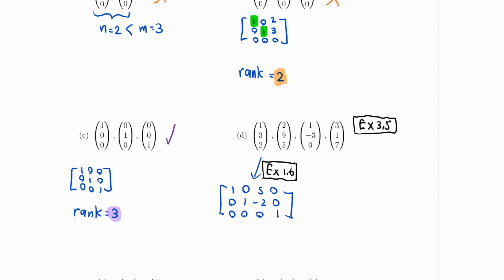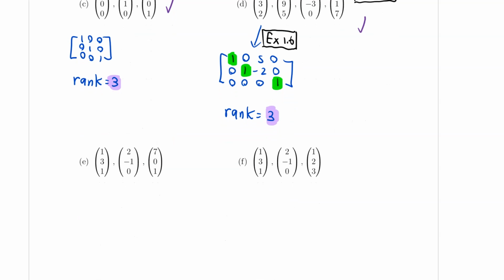I have 3 rows with leading 1 here, so the rank is going to be 3. Because the rank is the same as the value m that I need, I can conclude that this is going to span R^3.